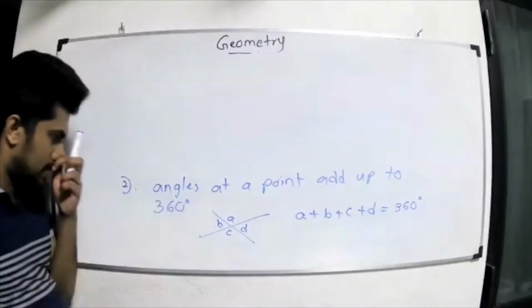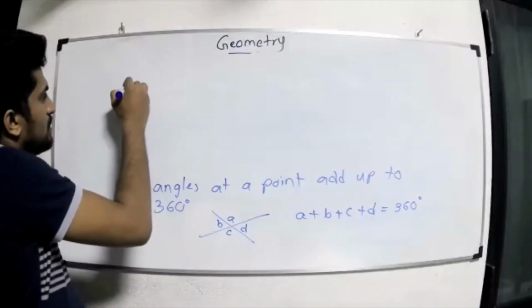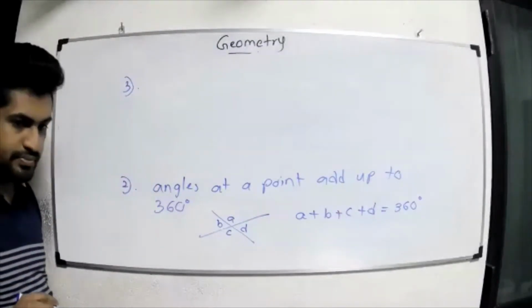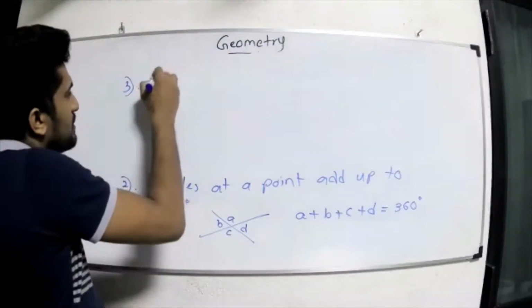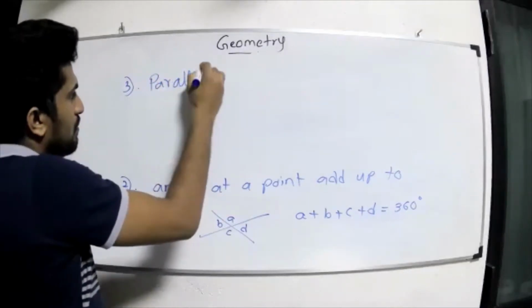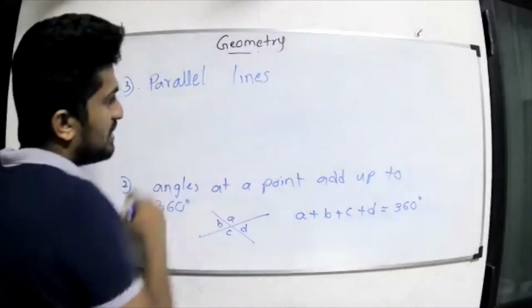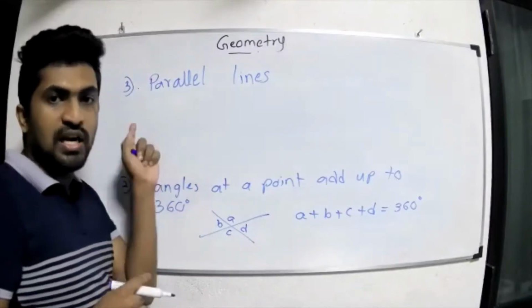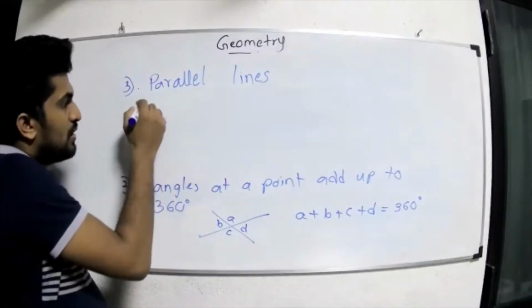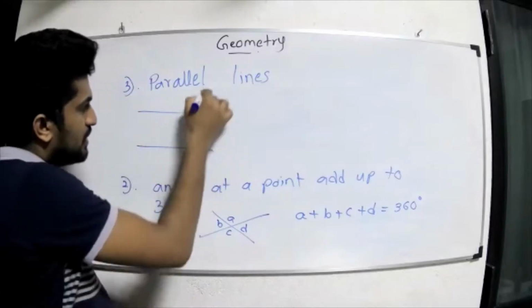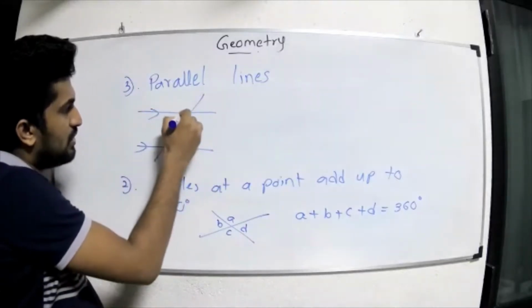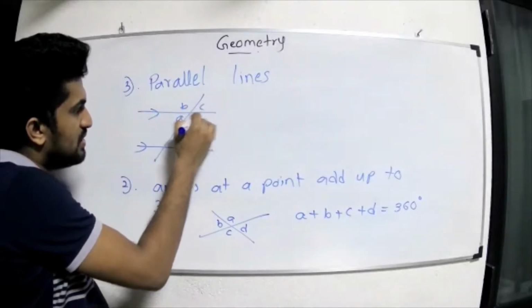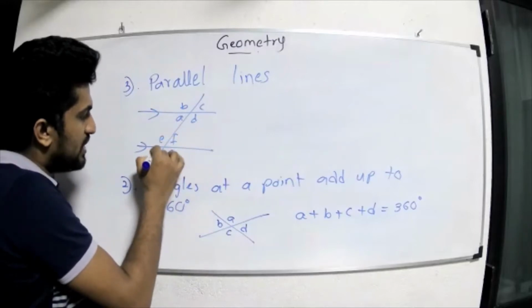So the next one, third one, parallel lines. This parallel line thing is very important. You learn that from grade 9. You are starting this session in grade 9. So parallel lines are like this. These two are parallel. If this is A, B, C, D, E, F, G, H.